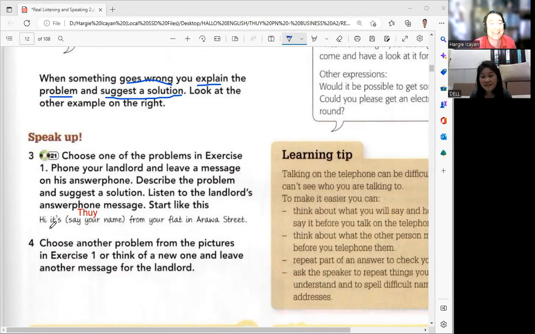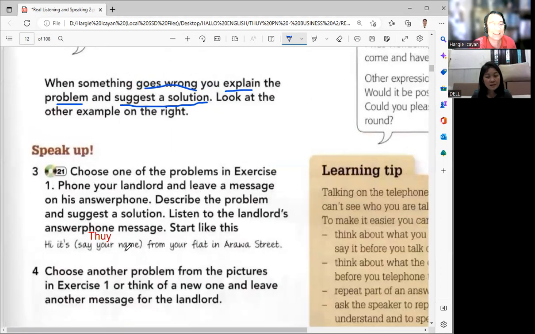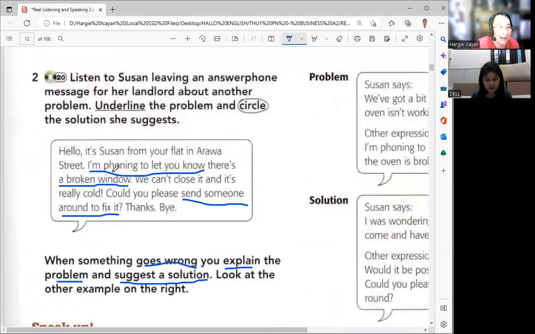Hi. You have to say that. Hi, it's Toy from Yaplat in Arawa. I'm phoning to let you know there's a broken window. We cannot close it and it's really cold. Could you please send someone around to fix it?